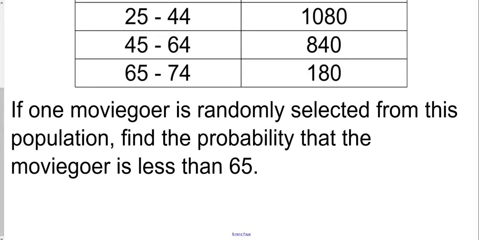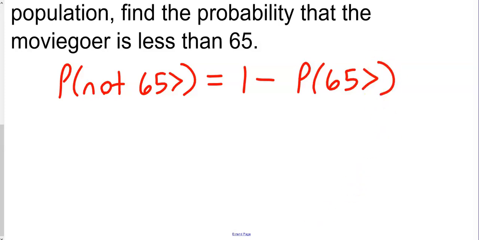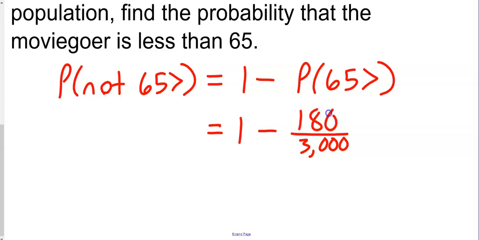Okay. So, if you are less than 65, that means we want the probability of not being 65 or older. That's what it really means. When you're saying less than 65, you are not 65 or older. So let's take a look at 1 minus the probability of being 65 and older. Again, remember on this, the total was out of 3,000. So how many people were 65 and above? If you go back up to the top and look, you should have found out that it was 180.